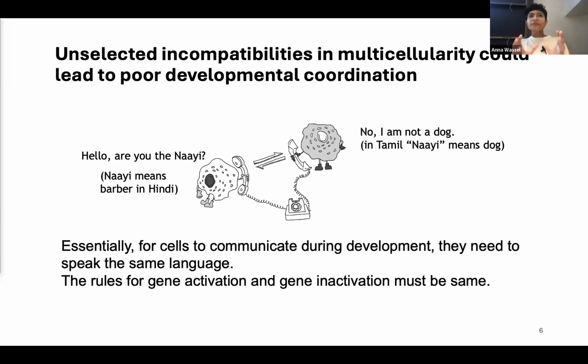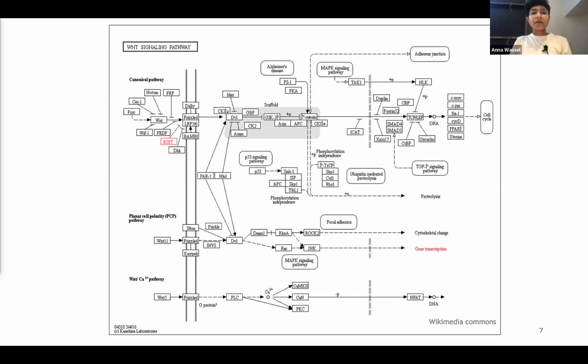So essentially, for cells to communicate during development, they would need to speak the same genetic language. And what that means is that the rules for gene activation or inactivation have to be the same across all the cells within the organism. And having differences there, especially for very complicated pathways, can have huge downstream consequences. This is a very complex figure, but the point is, any of these enzymes going into disarray causes one or the other disease, like Alzheimer's or cancerous stuff.